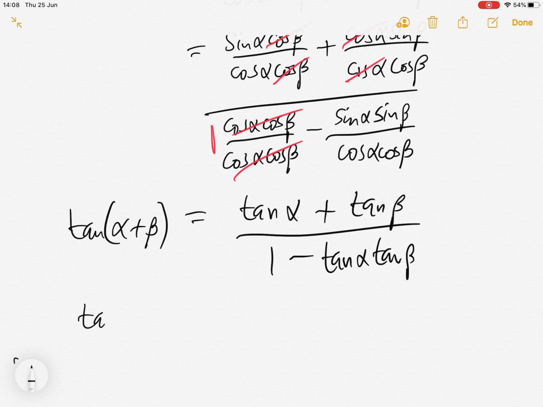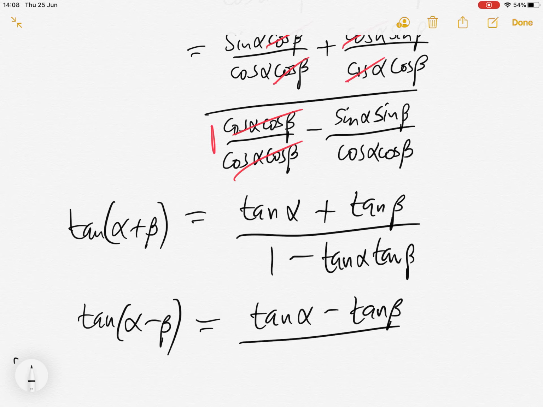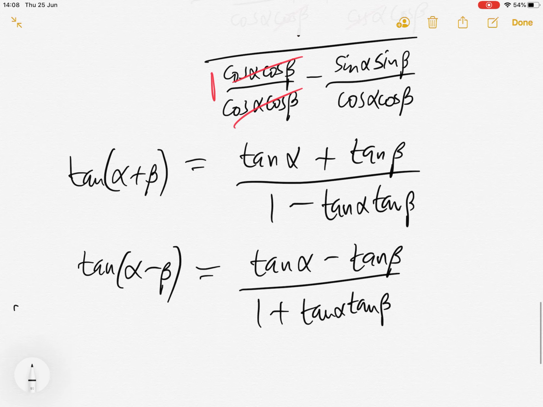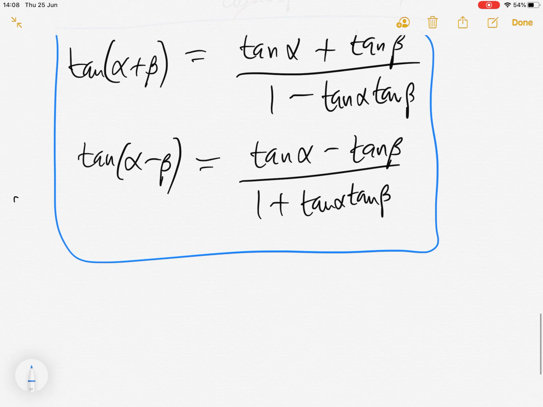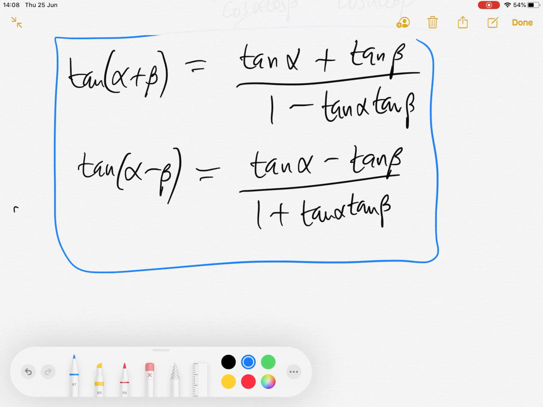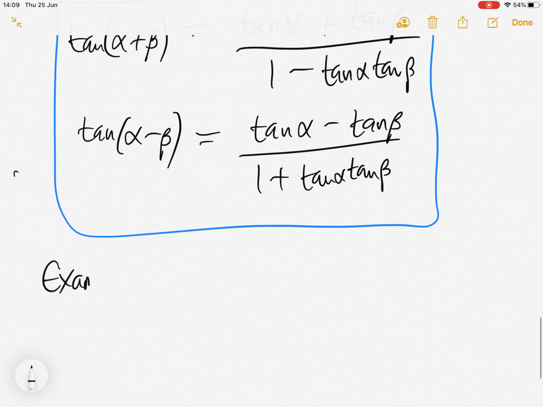And similarly with a minus, if we replace beta with minus beta, the signs change. So tan minus beta is minus tan beta. So in the denominator, we're going to get a plus, and here we're going to get a minus. And then these two formulas here are also given in the formula book. Good. So now on to just a couple of examples. There are quite a few questions about proving things in this next exercise, so we'll just see some examples of that.